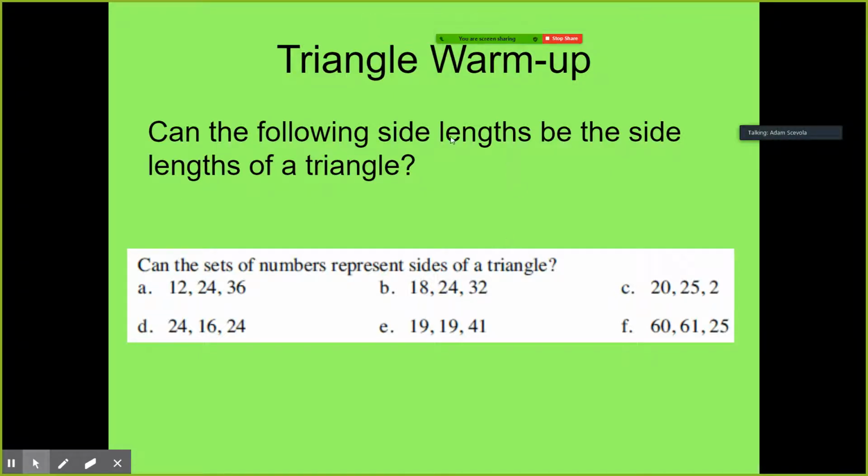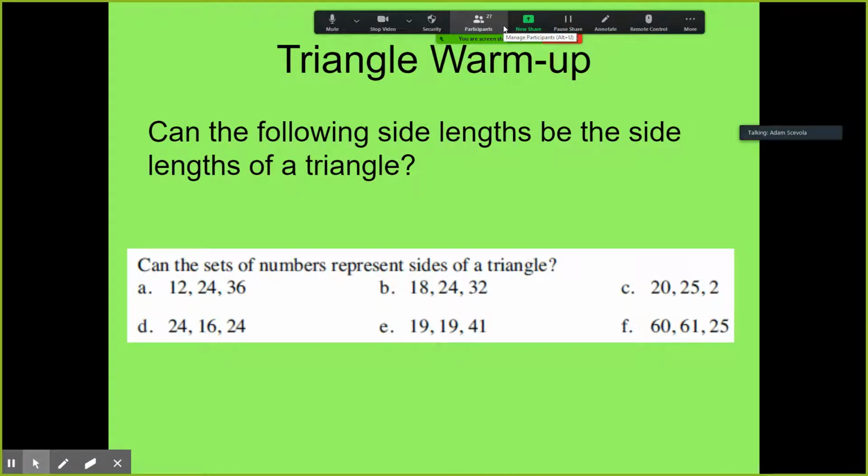So if you want to now make a new guess in the chat, feel free to do so. If you were fine with your first answer, then you could just leave it there. But if you now want to make a change, please comment that in the chat.